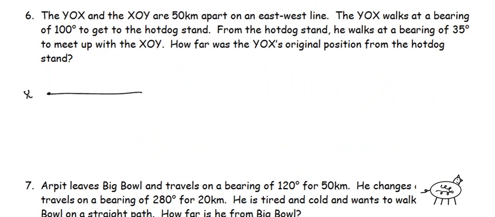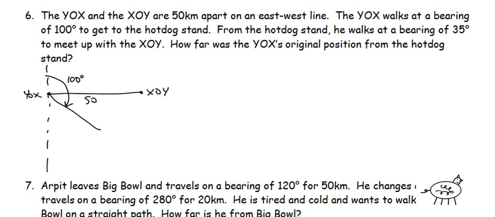And this is the ox over here and the soy over here. Very scary. And it's 50 kilometers apart. The ox walks at a bearing of 100 degrees. So here's 100 degrees. It's going down, isn't it? Then 100 degrees right there. Okay, because 50 would be on the east-west line, but it's 100.